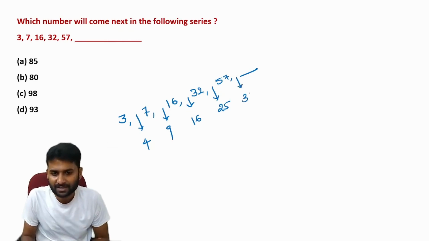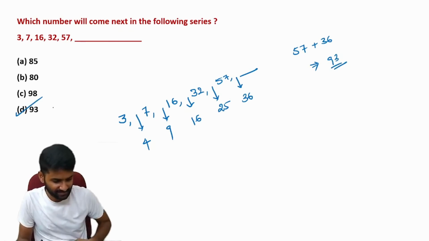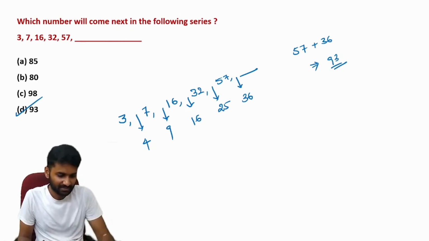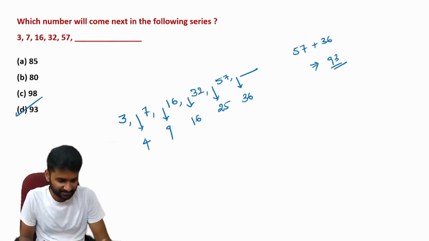See here, the next perfect square number is 36. If 36 is added to 57, then the answer becomes 93. 93 is the correct answer. Clear? Yes, very good. 93 is the correct answer.